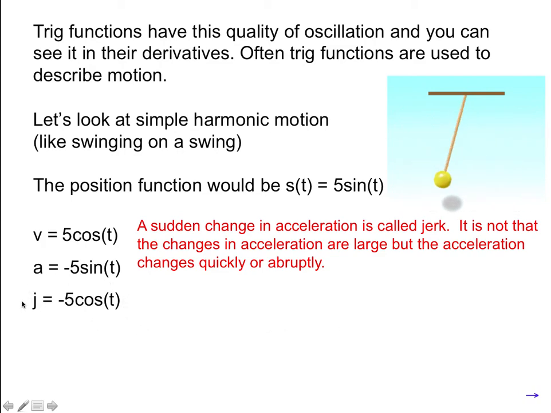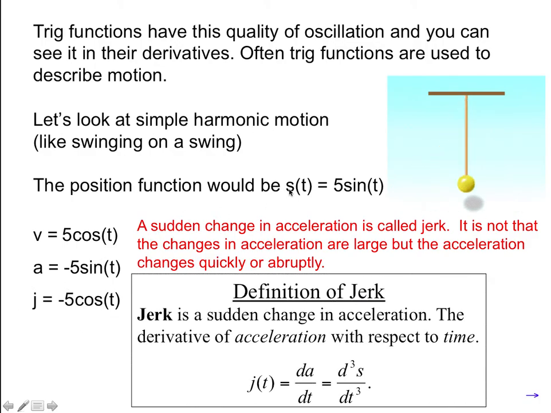So this is the jerk. It's how your acceleration is changing. And so if we count this, we started out with this function. This velocity is the first derivative. The acceleration was the second derivative of position. So jerk is the third derivative of position. So the definition of jerk then is a sudden change in acceleration. Anytime you see the word change, the instantaneous change is the derivative. So it's a derivative of acceleration with respect to time, which is the third derivative of position with respect to time.